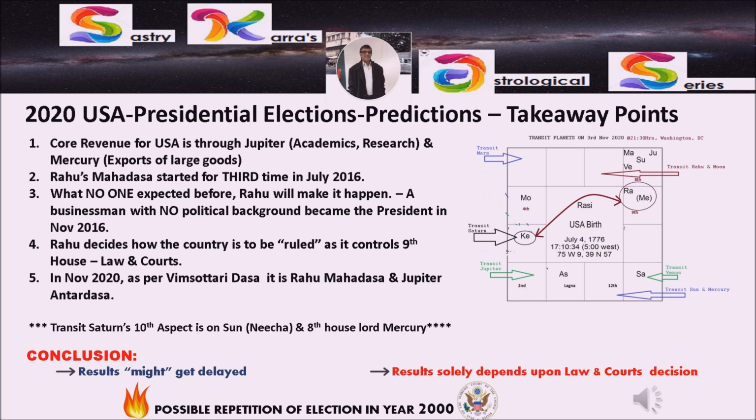Now that I have given you the whole astrological definitions and explanations, let me tell you in simple English what that means to the country and the people residing in the country. The conclusions: first and foremost, the results might get delayed. The results, in the sense of the election results, might get delayed.